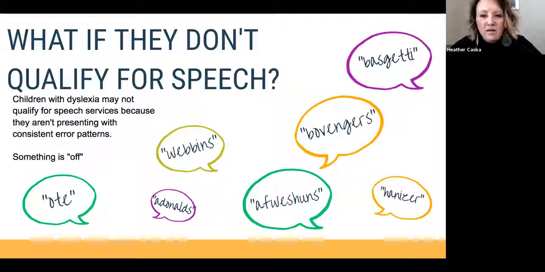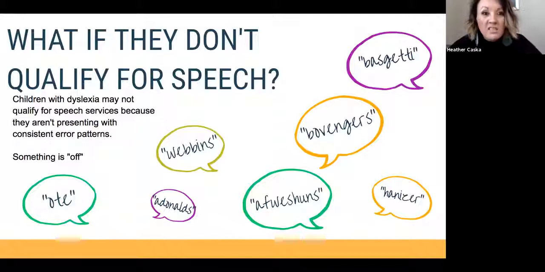Bovengers, my son is obsessed with superheroes and he calls them Bovengers. And weapons, not weapons, but weapons is how he produces that. Oat, that's another error my son makes a lot, instead of I ate cookies. And it's interesting because he has turned, especially his irregular past tense verbs, into all substituting the long O in them. Like he sloped on his bed last night instead of slept. So very interesting error patterns that these kids have. A Donald's for McDonald's is one I've heard. And the last one was interesting, a fleshens for instructions.